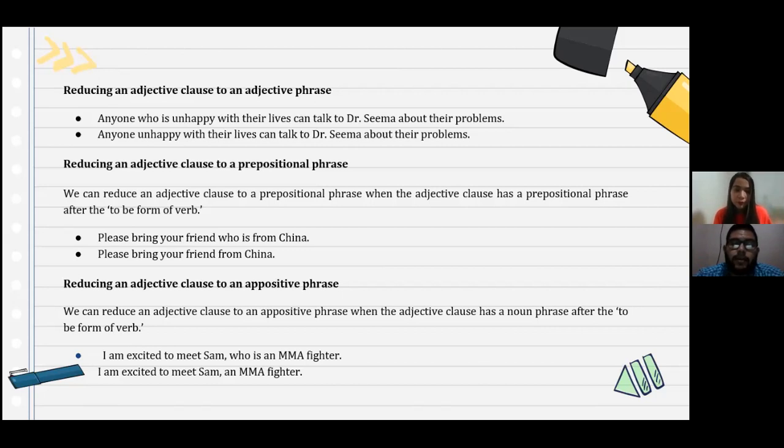The next: reducing an adjective clause to an appositive phrase. We can reduce an adjective clause to an appositive phrase when the adjective clause has a noun phrase after the to be form of the verb. For example, "I'm excited to meet him, who is an MMA fighter." In this case, you can use, for example, adjectives, for example, emotions, feelings. But as I told you, it depends on the content you are using.